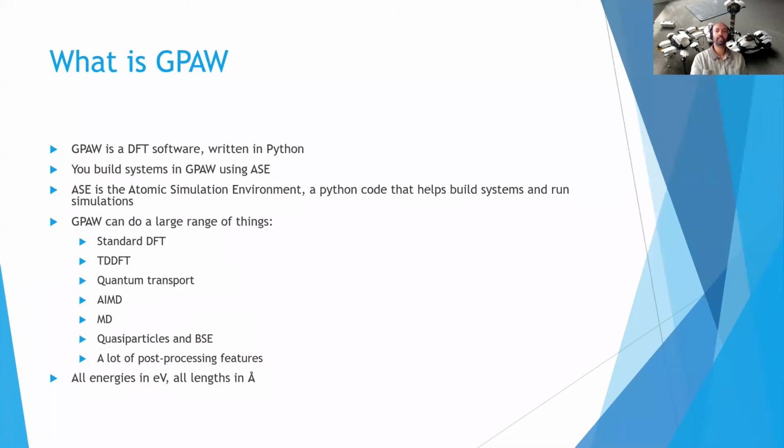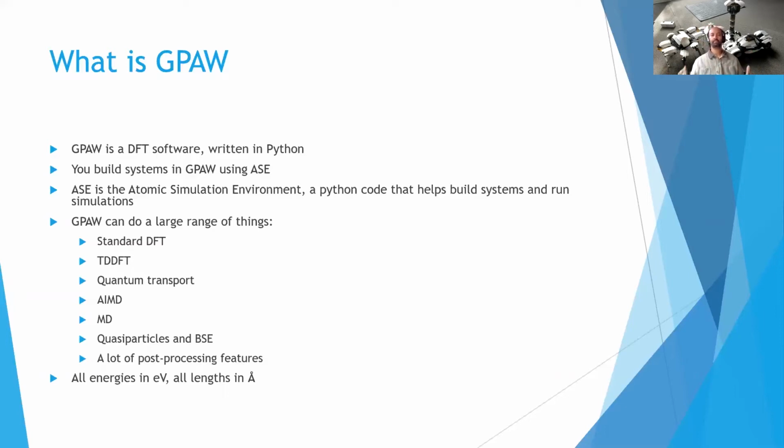What is GPAW? GPAW is a DFT software, as I said. It's written in Python. You can build systems in GPAW using ASE. So actually, GPAW is based on ASE, and ASE is an amazingly large and diverse and versatile Python environment. It's called the Atomistic Simulation Environment. It's a DFT helper code that helps you build systems and run simulations. It doesn't really do DFT itself. It uses other DFT codes to run DFT, such as GPAW. So we've got GPAW and ASE.